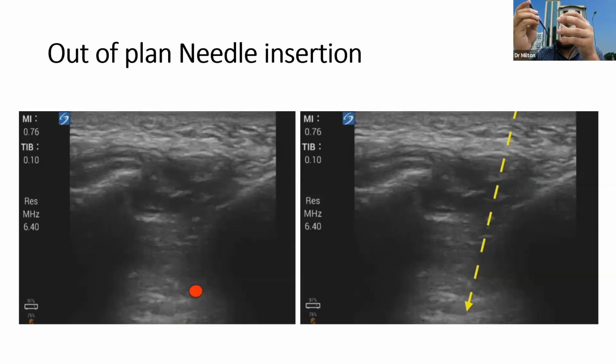centimeter away from the probe. So 1 centimeter away from the probe, and try to keep it less than 20 degrees. It's around 15 degrees, sometimes more. So just try to see the tip of the needle.